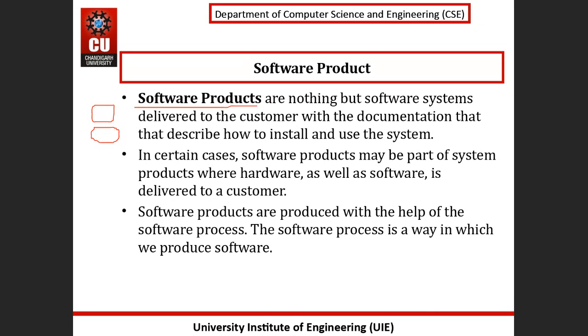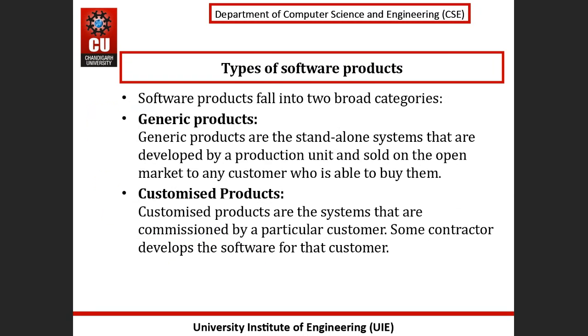What kind of software process? We already discussed. The software process is the way in which we produce software. Fine. Firstly, gathering the requirements and design, after that implementing, then testing, that kind of process. Fine. So next we have types of software products. So broadly, we have two categories of software products. First is generic products and second one is customized products.